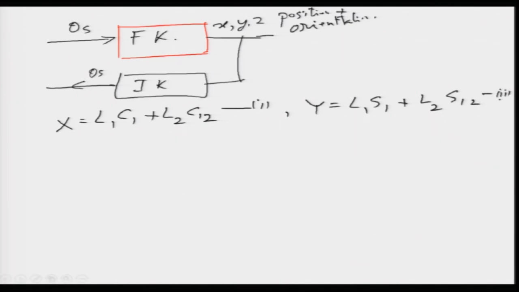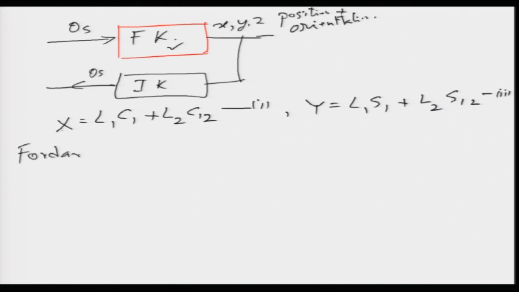Now, forward kinematics, as shown here, means that if I give the thetas as input, I will know the x and y. Inverse kinematics is essentially that if I give x and y as input, then I have to find out the various joint angles, thetas. So, what we need to do here is solve for inverse kinematics. Forward kinematics is very direct.